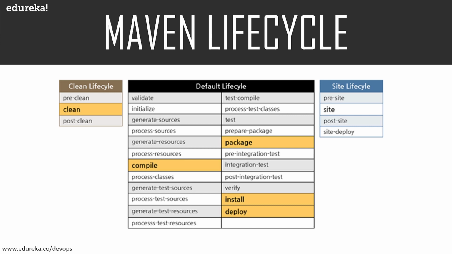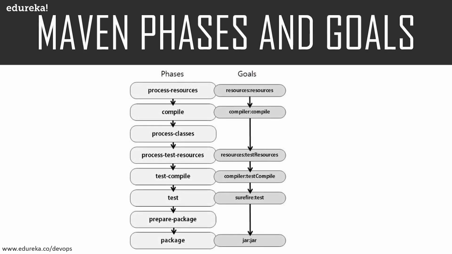Each life cycle consists of a sequence of phases. The default build life cycle consists of 23 phases as it is the main build life cycle of Maven. On the other hand, the clean lifecycle consists of 3 phases and the site lifecycle is made up of 4 phases. So since we now know what Maven lifecycle is, now let us deep dive into what Maven phases are.